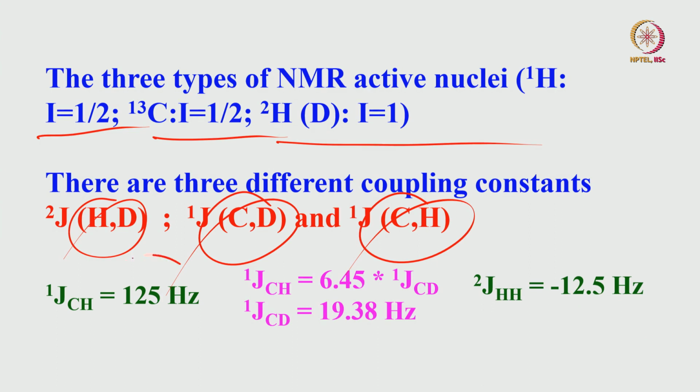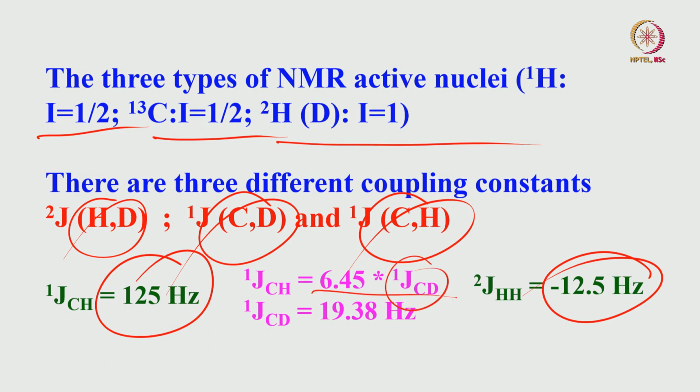The idea is one bond coupling JCH is 125 hertz and two bond proton coupling is 12 hertz, and of course, if I know this JCH, I can calculate JCD. I will tell you later when we go. Of course, I already discussed this when I discussed the coupling constant. I discussed quite a bit about HH coupling and everything. Maybe I did not work it out with an example, we will come to that later.